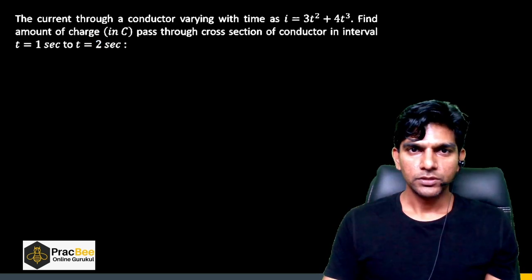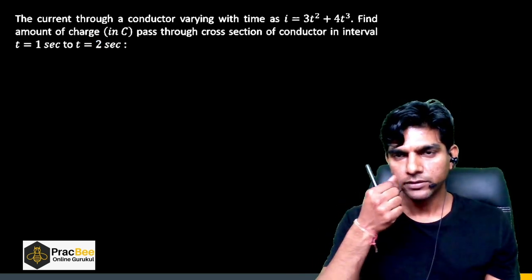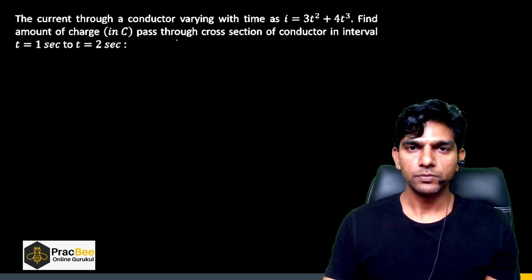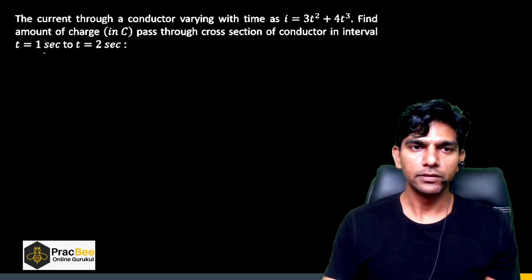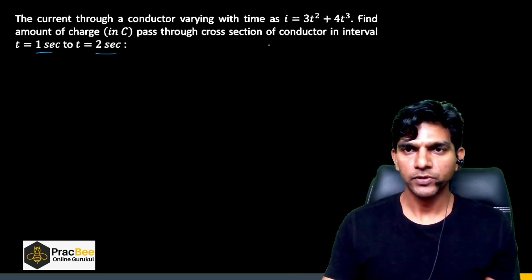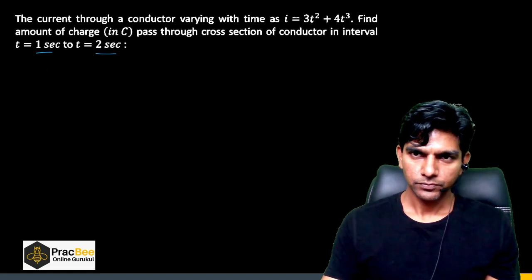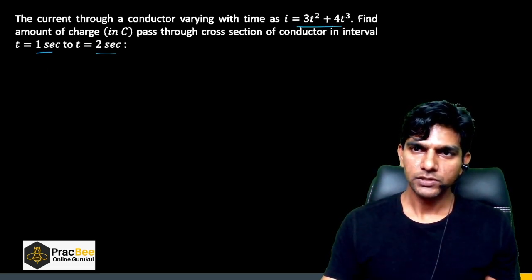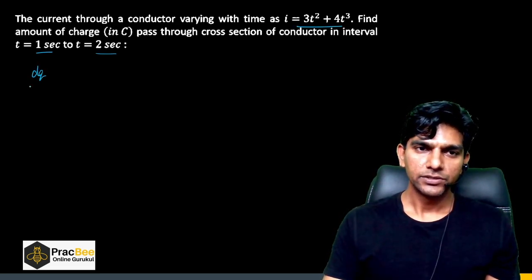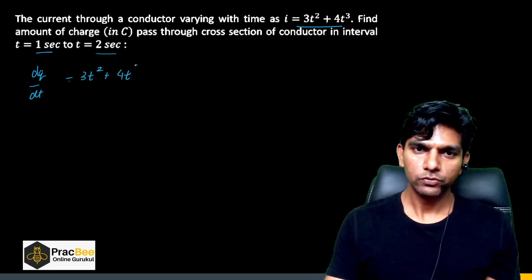Now the next question again is from current electricity, and we have to find the amount of charge passed through the cross section of the conductor in the interval from 1 second to 2 seconds. So I is given as 3t square plus 4t cube. We can write I as dq by dt, so that will be 3t square plus 4t cube.